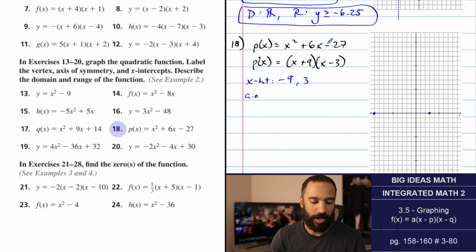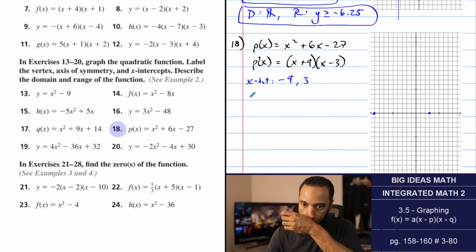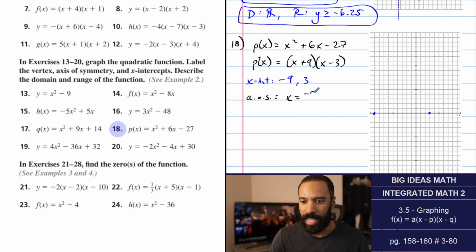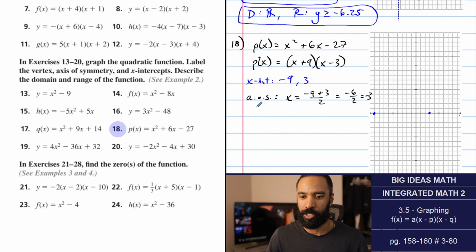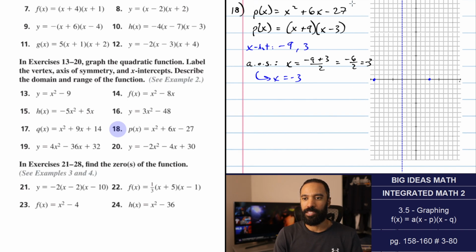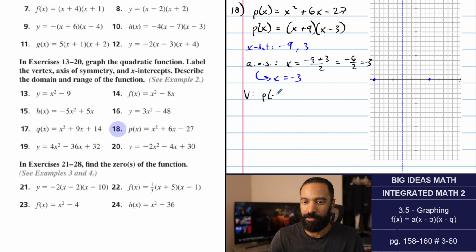So axis of symmetry, let's average them. I know the number, but that's okay. X equals negative 9 plus 3 over 2, which is negative 6 over 2, which is negative 3. So axis of symmetry is x equals negative 3. That's right there, the halfway mark between those two. We're going to substitute negative 3 into this. I'll use the factored form. So for the vertex, the y value, P of negative 3.